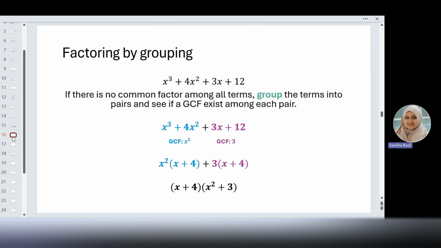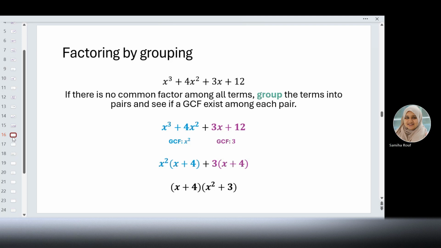A lot of the times we can't find a greatest common factor among all of the terms in the expression. So if you have 3, 4, 5 terms and you're trying to find a factor that can divide all of those, usually that's not the case. But there are situations where you can find a common factor between a set of terms. So we're going to look at this process, and this is known as factor by grouping.